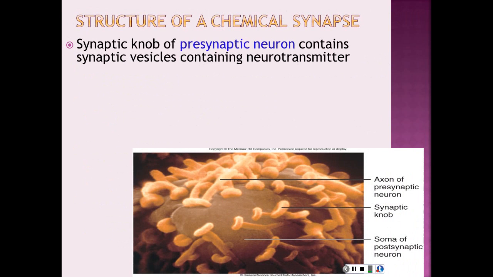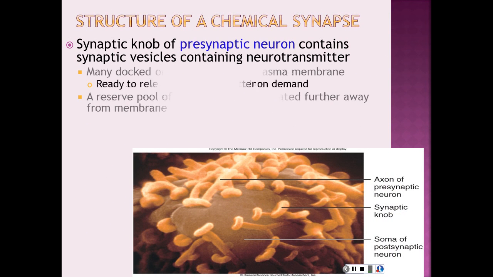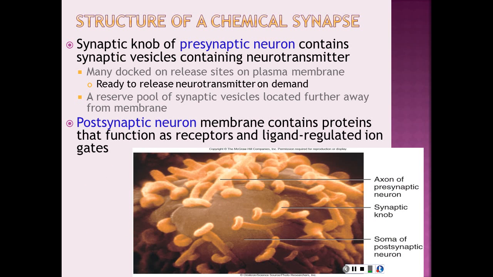Now, the structure of a chemical synapse includes the synaptic knob, which is a part of the presynaptic neuron that contains the synaptic vesicles. Many of the presynaptic neuron vesicles are docked at the membrane, while others far away constitute a reserve pool. The postsynaptic neuron has no synaptic vesicles in the synapse and cannot release neurotransmitters. The membrane does contain receptor proteins and ligand-regulated ion gates.